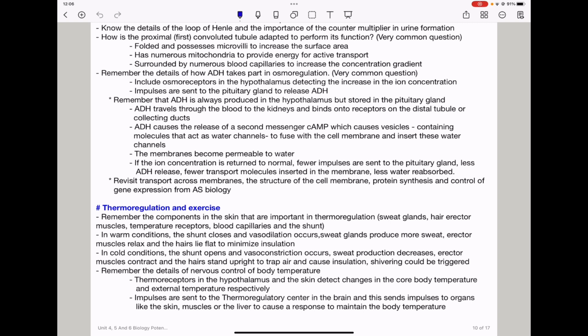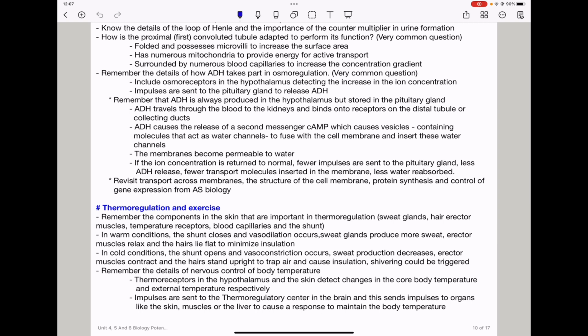And in cold conditions, the shunt opens, vasoconstriction occurs, sweat production decreases, erector muscles contract, and the hairs stand upright to trap air and cause insulation. Shivering could be triggered. You need to remember the details of nervous control of body temperature.